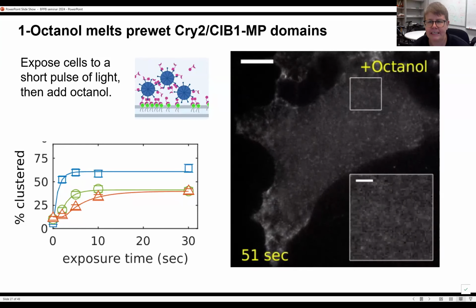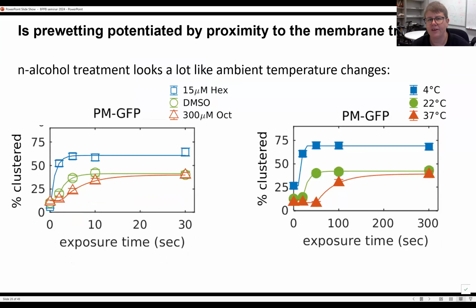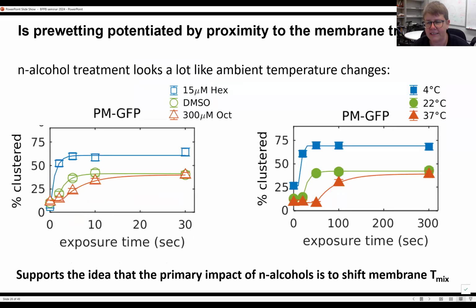Fun. And what was really satisfying for me is that when you look at the real temperature results and these N-alcohol results right next to each other, they qualitatively look very, very similar. So it supports the idea that these N-alcohol perturbations really are having an effective change of the membrane transition temperature without changing real temperature.